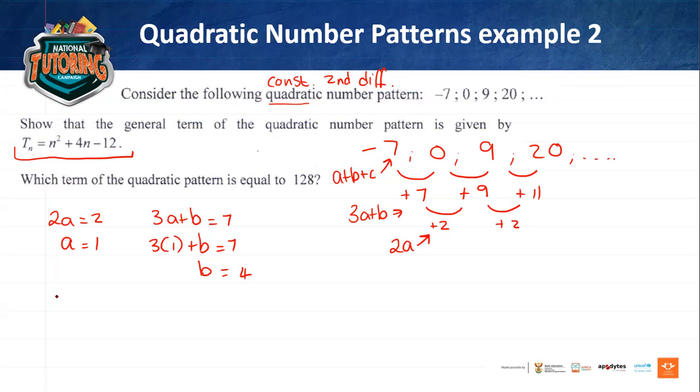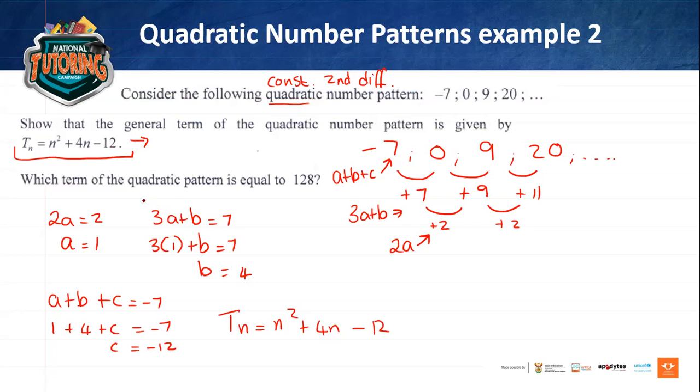And a plus b plus c is equal to -7. So 1 plus 4 plus c is equal to -7, which means c is equal to -12. Therefore, Tn would be n squared plus 4n minus 12. And then I check and I see it is the same as the question. And so I know my answer is correct.